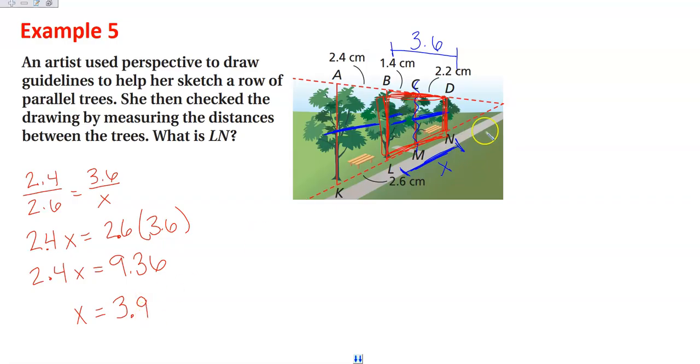Now, the units of our drawing are in centimeters, so please make sure that you include that as well. All right, so if you have questions on that, again, please write it down and let me know.